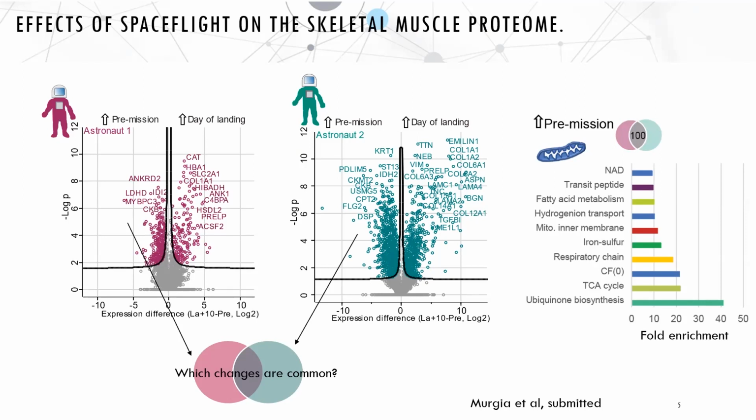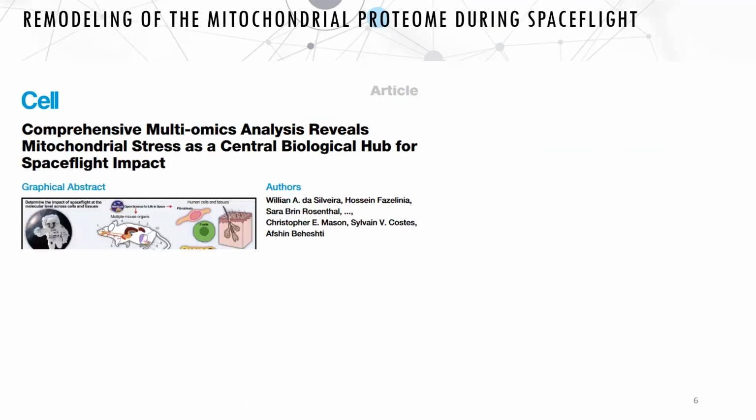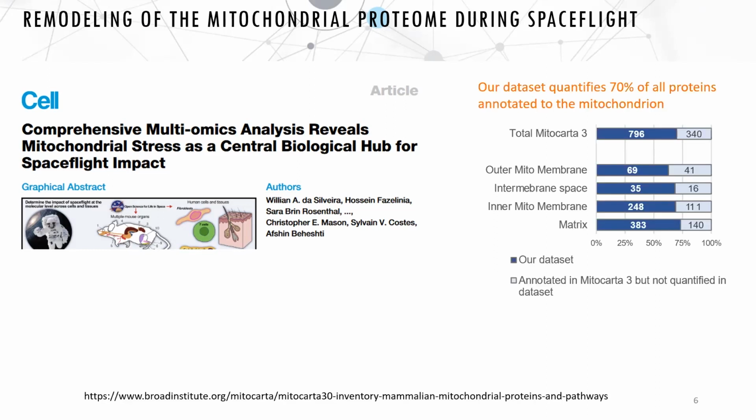So we focused on the changes in the mitochondria proteome, and we're not alone there. It has emerged in recent years that mitochondria are really a biological hub for the impact of spaceflight on human and animal biology. So we focused on the mitochondria, and to do that, we essentially extracted from our list of 7,000 proteins the mitochondria proteins. For that, we used MitoCarta3, a database that has compiled proteins that are with high confidence mitochondria. It's about 1,100 proteins.